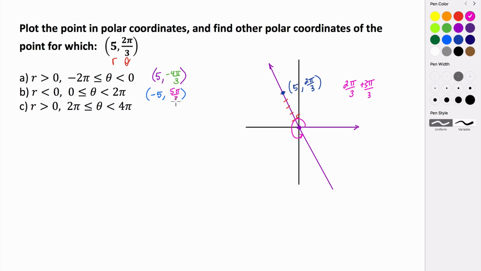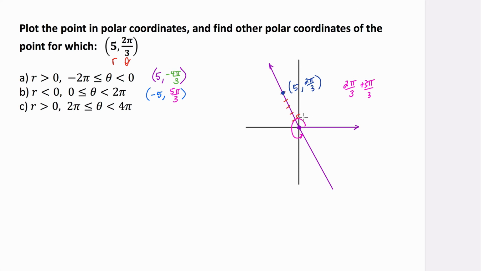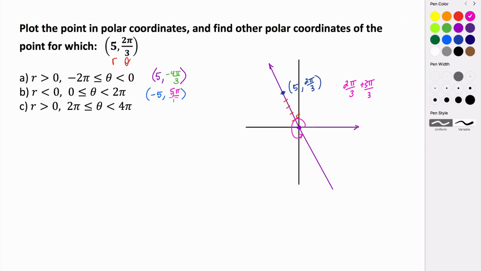5π/3. Now, if I were to draw 5π/3 and r was positive, that would mean I would extend on this side of my terminal side. But because r is negative, I go to 5π/3 and I go backwards 5 units, and that's going to put me in this same position here. So it's (-5, 5π/3). Let's take a look at our last one.